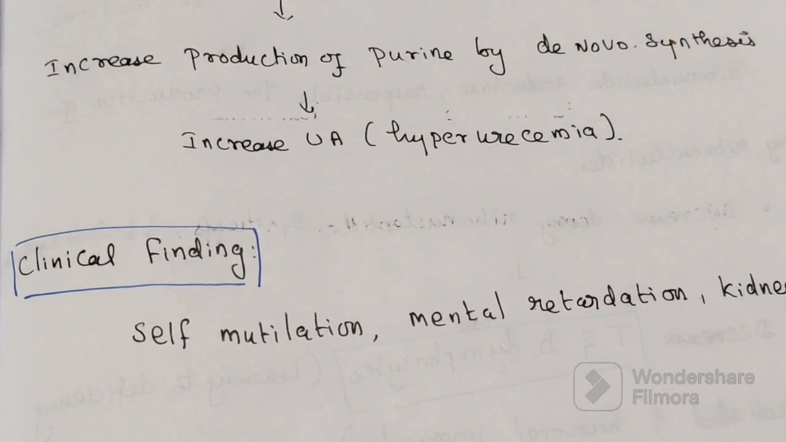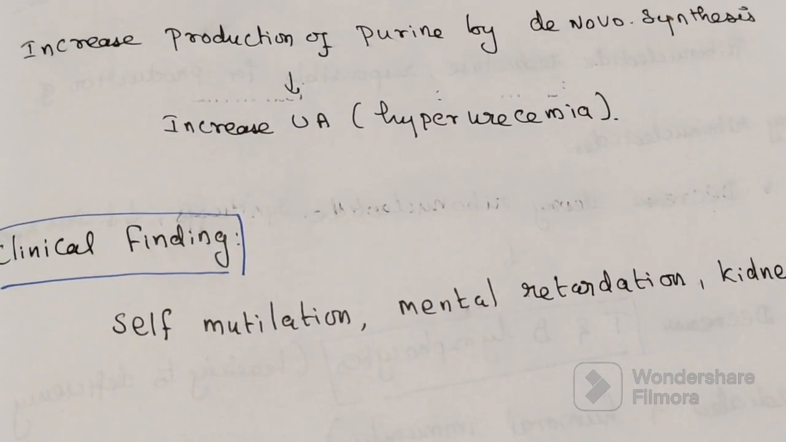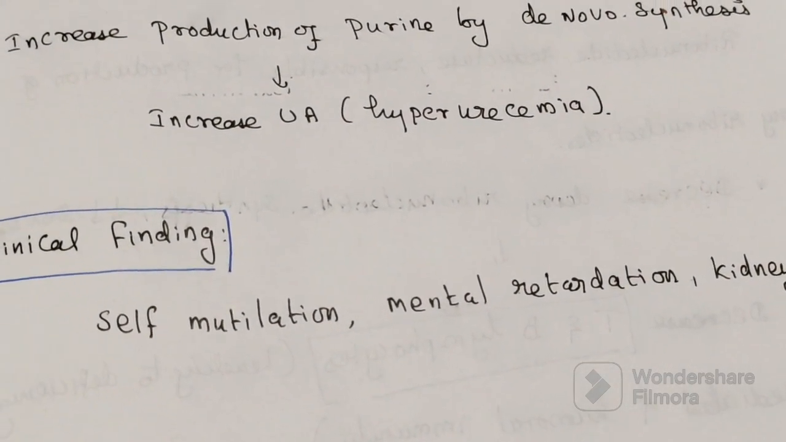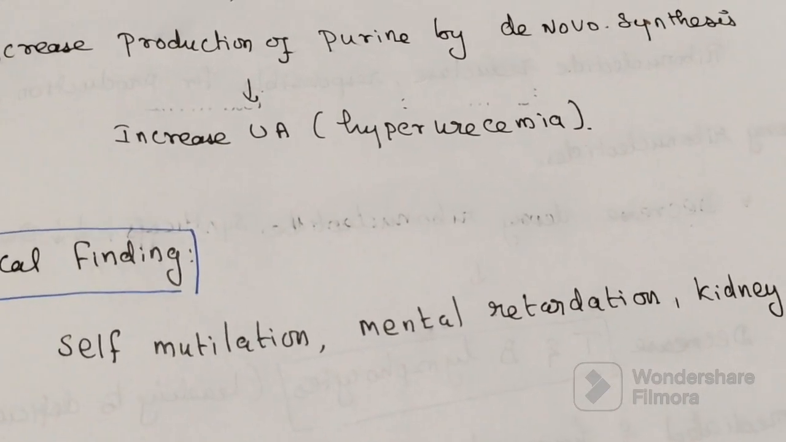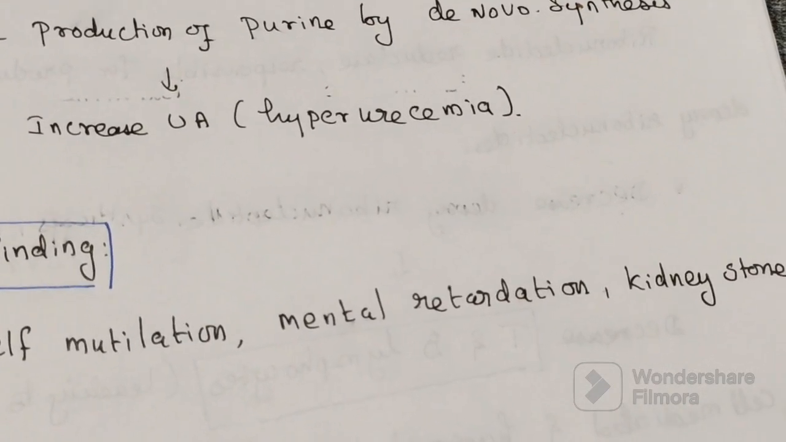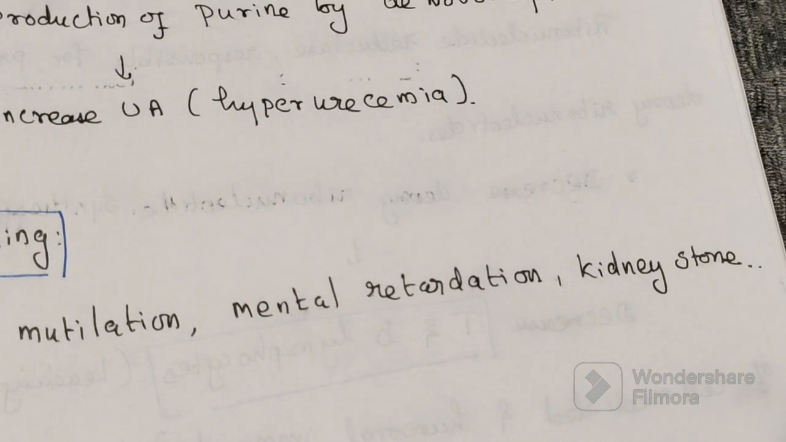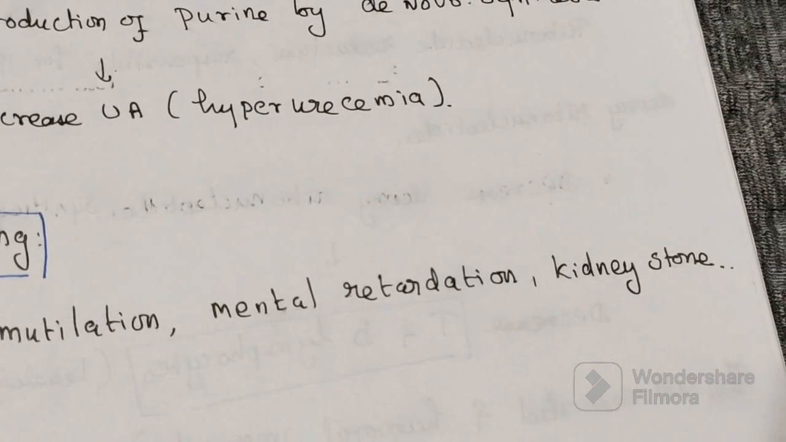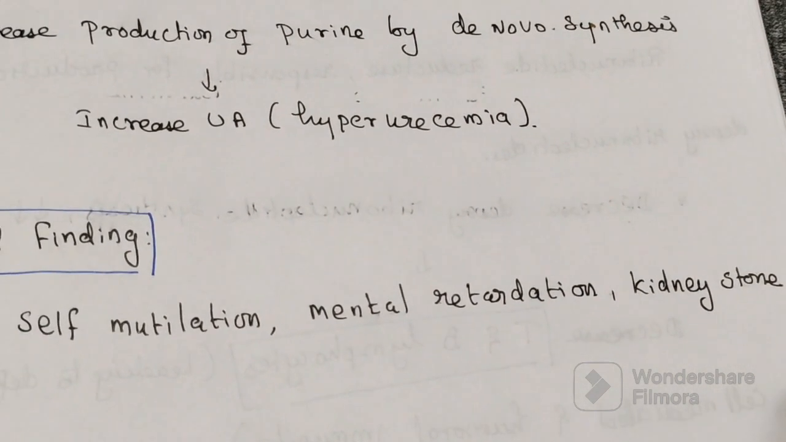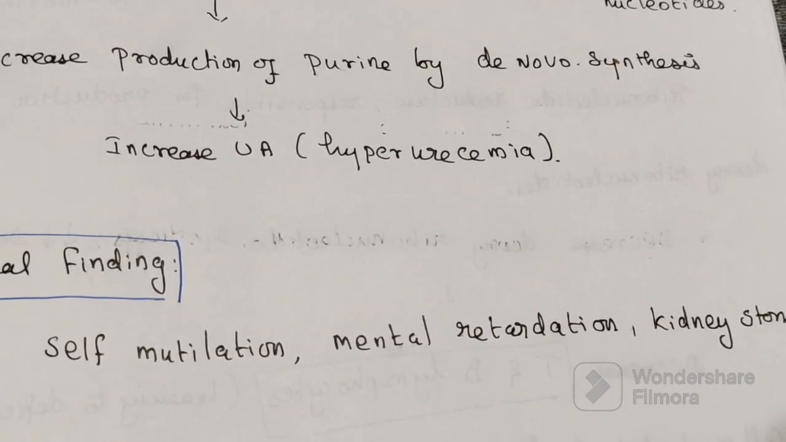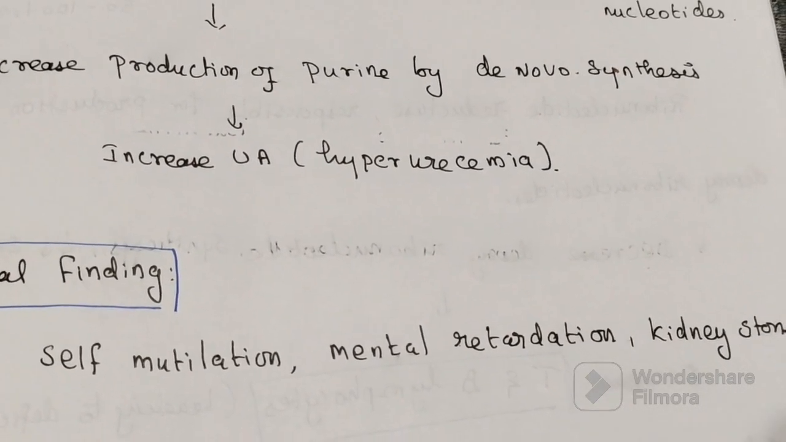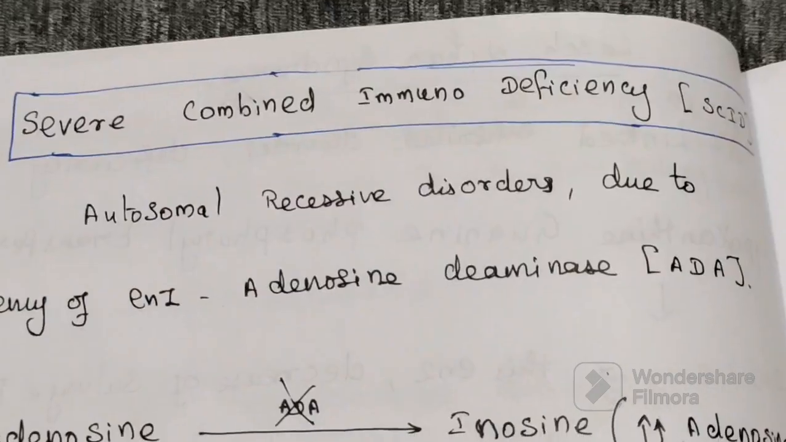Next, clinical findings: self-mutilation. There is mental retardation, there are kidney stones, and gout also develops in later life. This is all about Lesch-Nyhan syndrome.